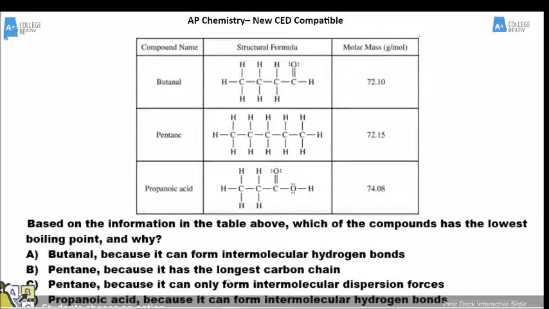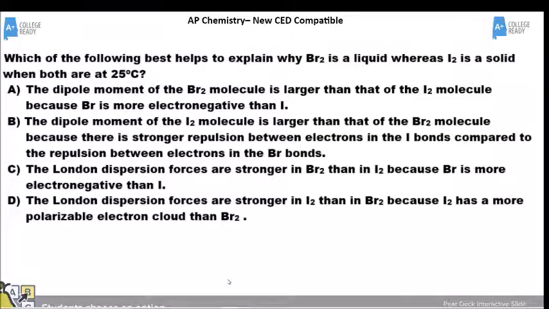So why show us the molar mass? Well, the molar mass is some indication to us that does something have more electrons than something else. Usually the greater the molar mass, the greater the number of electrons. So since all the molar masses are about the same, then we're not worried about London dispersion forces. So which one is going to have the lowest boiling point? It's going to be the one with the weakest forces, and that would be pentane, because it can only form dispersion forces.